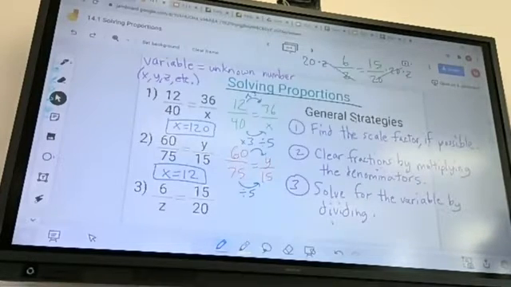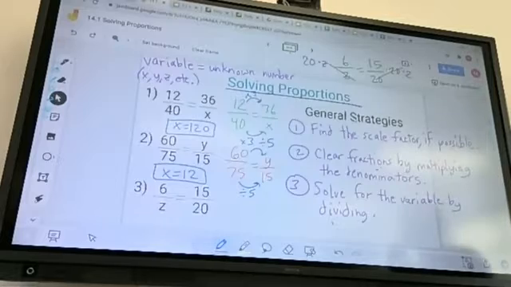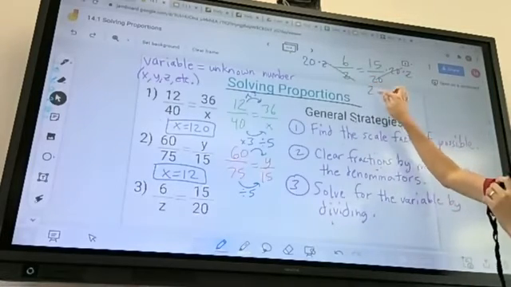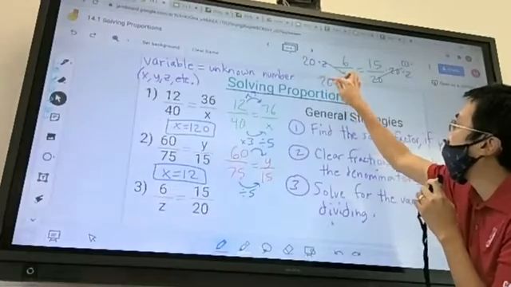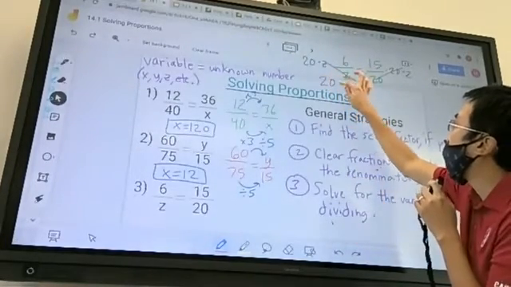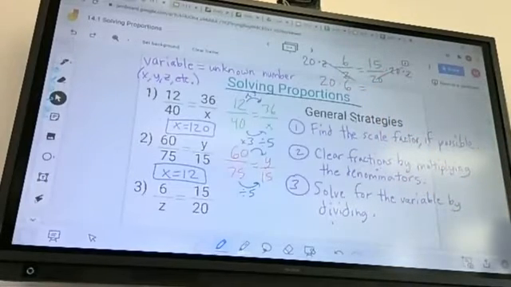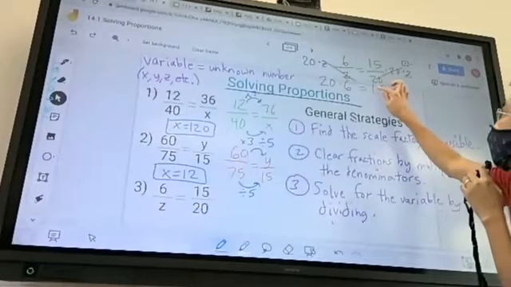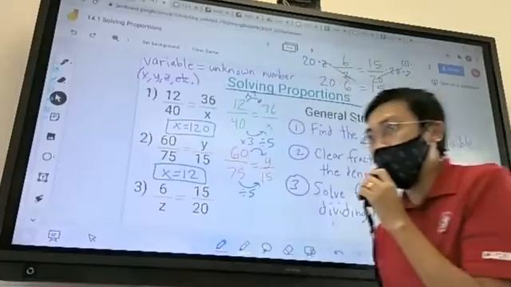So class, what are we left with on the left-hand side of the problem? 20 times 6. So on the left-hand side, we're left with 20 times, let me rewrite that, 20 times 6. And what are we left with on the right-hand side? 15 times z. Okay? 20 times 6 equals 15 times z.